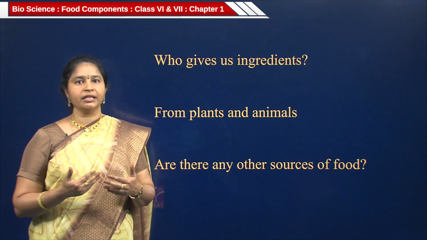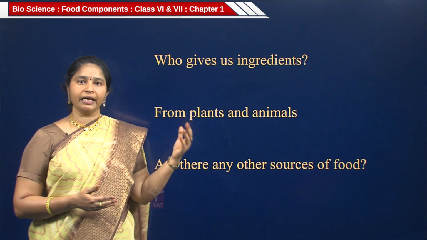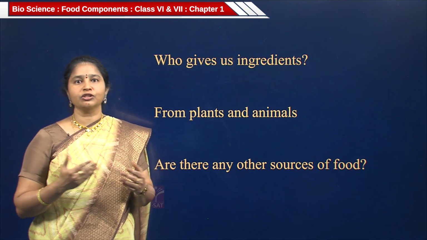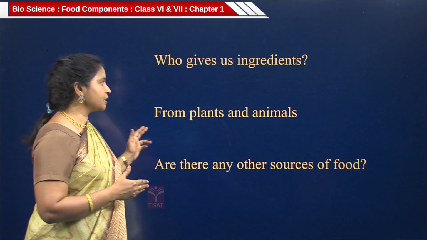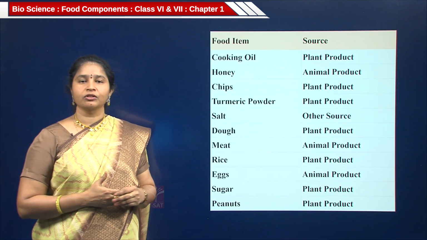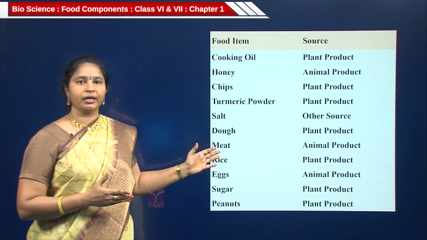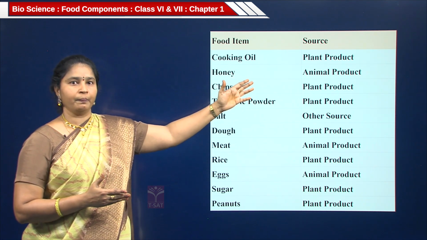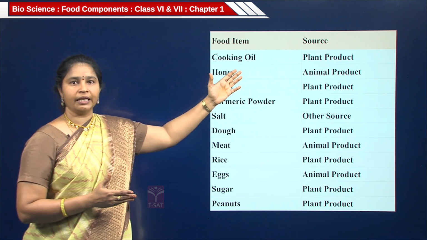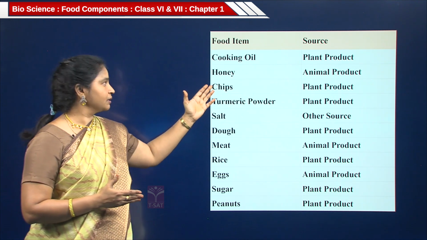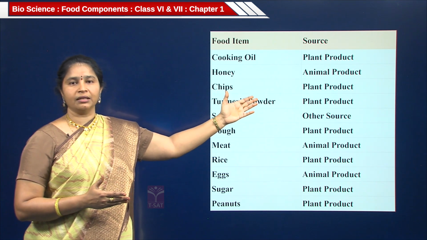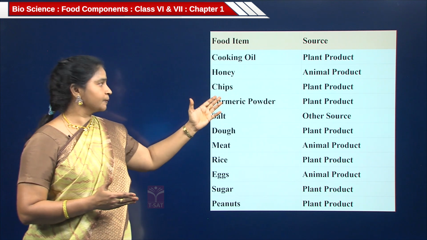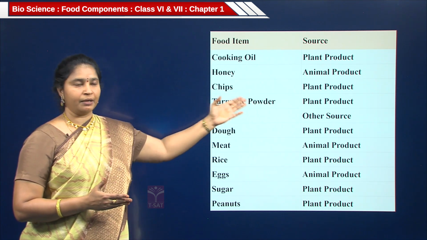So, where do we get these ingredients from? We get these ingredients from plants and animals. Are there any other sources? Let us see some examples. Here you are observing a few examples. Cooking oil, we get it from plants. Honey is an animal product, we get it from honeybees. Chips, if we take potato chips or banana chips, those are plant products. Turmeric powder is a plant product.